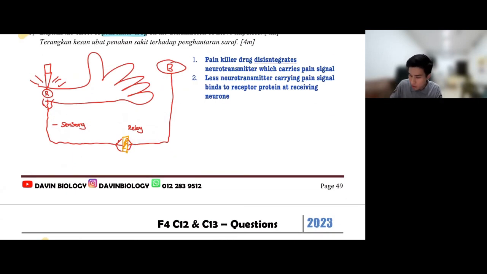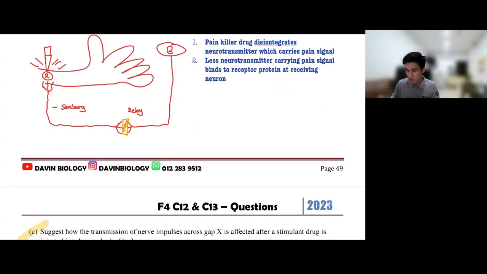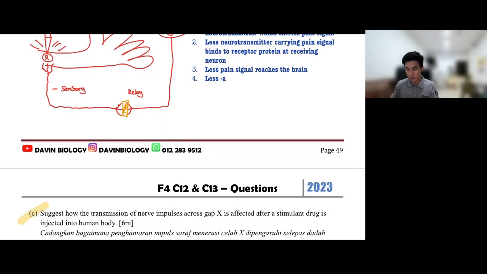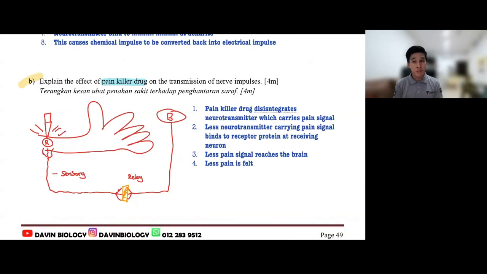now. So therefore, less pain signal reaches the brain, and therefore less pain is felt. Okay, so disintegrate neurotransmitter which carries pain signal is the main thing you have to say.